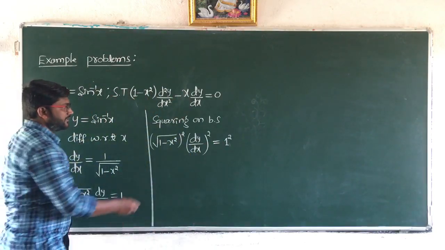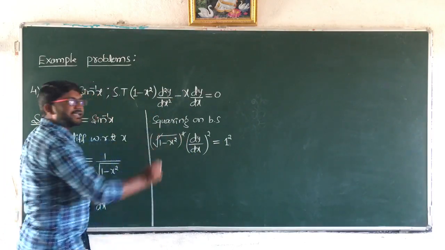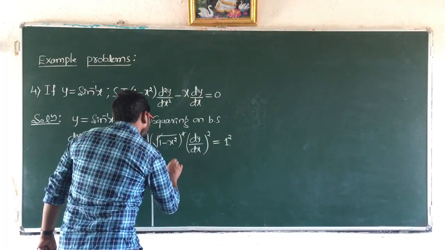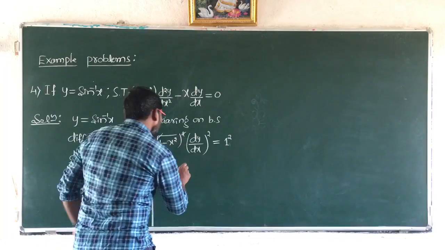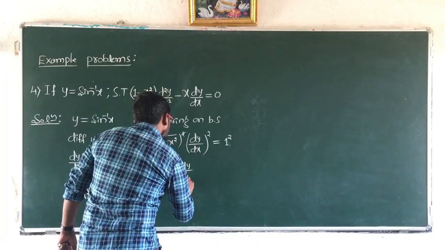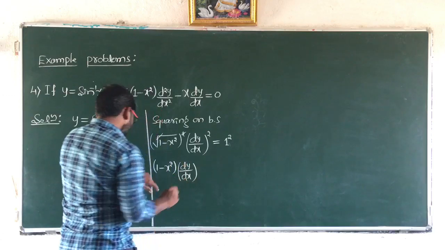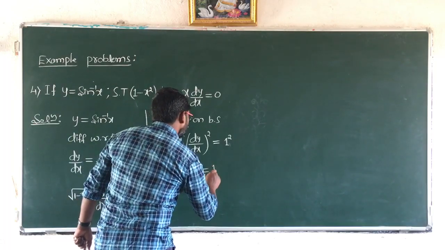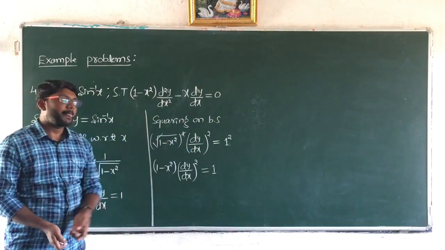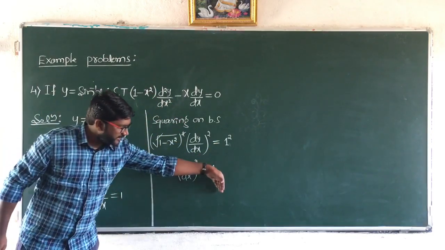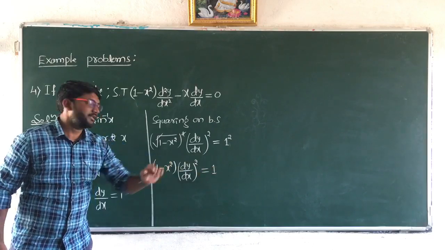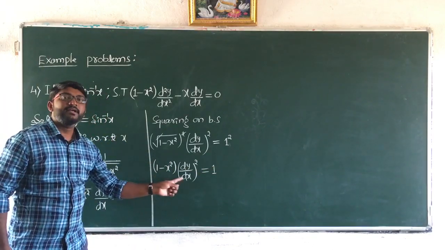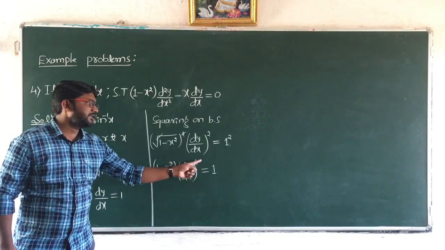So here square and root get cancelled, we get only 1 minus x square. 1 minus x square into dy by dx the whole square, which is equal to 1. 1 square value it is 1. So now we have to differentiate again with respect to x, and we have to apply the product rule here. First function it is 1 minus x square, second function it is dy by dx the whole square.